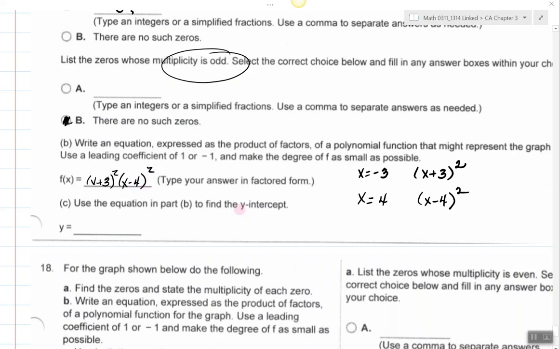How to find the y-intercept? It's going to be 3 squared times negative 4 squared, which is 9 times 16, or 144.